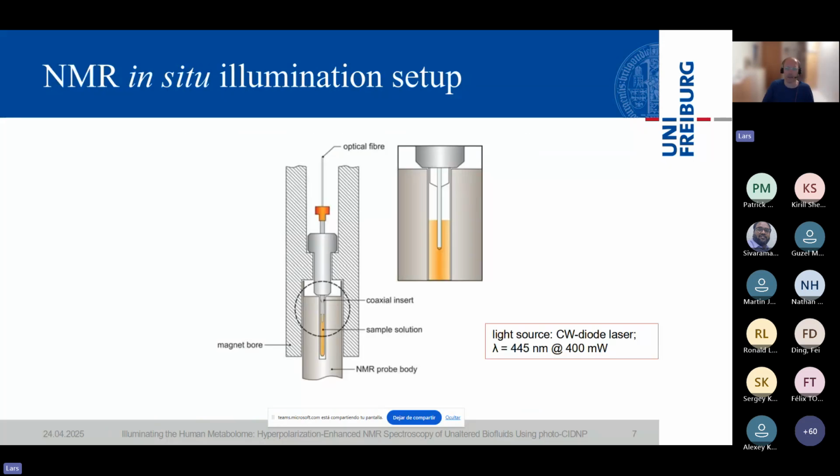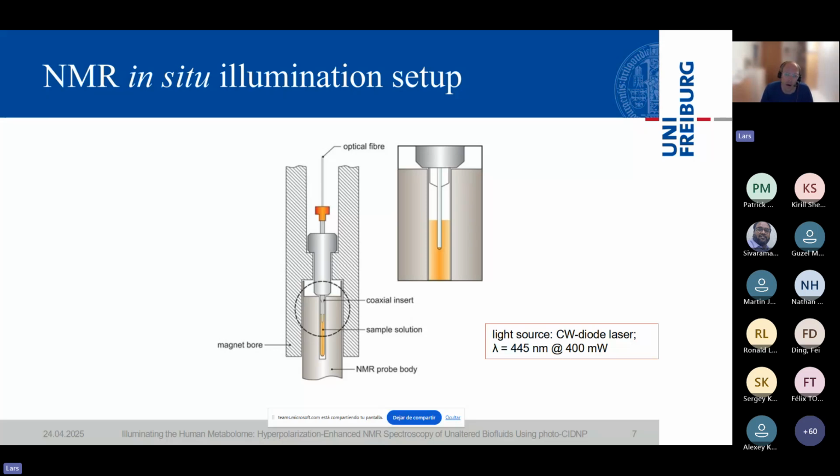Right, just briefly a bit of our illumination setup. Nothing really fancy here, to be honest. We're using a very established way of illuminating our sample. It's a design that was published, if I'm not wrong, in the early or mid-80s by Larry Berliner and co-workers, and it basically requires the use of this coaxial glass insert, which is normally used for chemical shift referencing. But it's good enough to also attach an optical fiber.